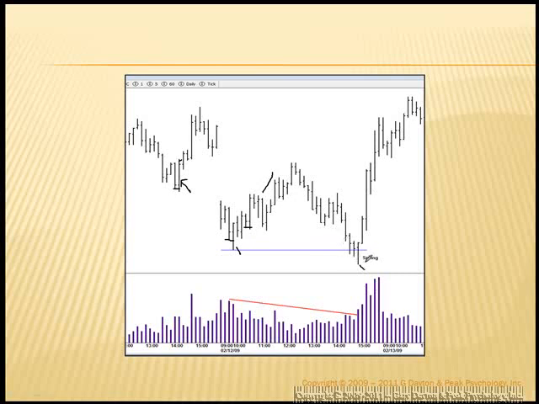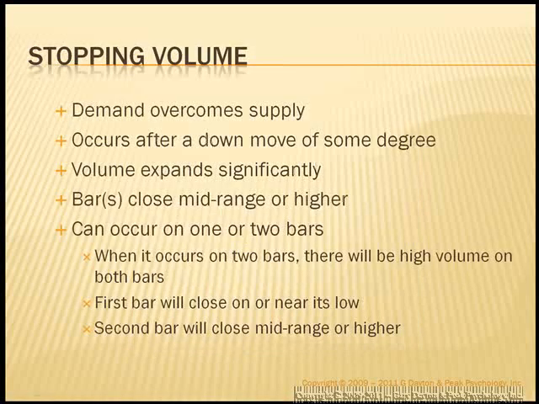Here we don't get that until this point here. Here we get it here, where we rally up and it's strong. So, pay attention to that. It's important. The individual bars like that all tell a story. Okay, let's talk about stopping volume.